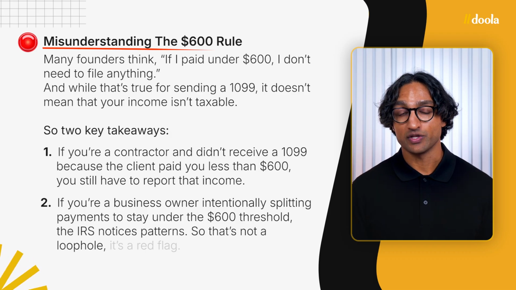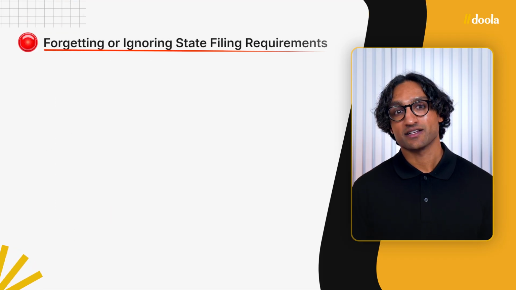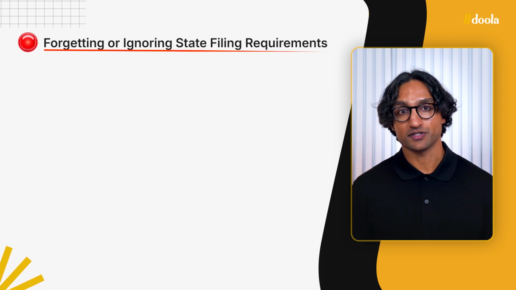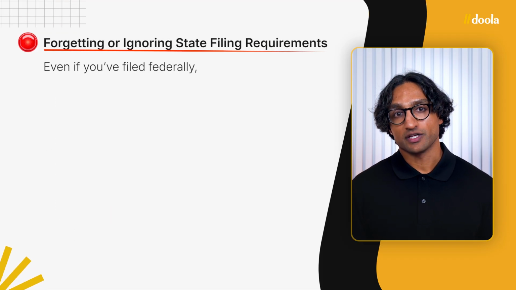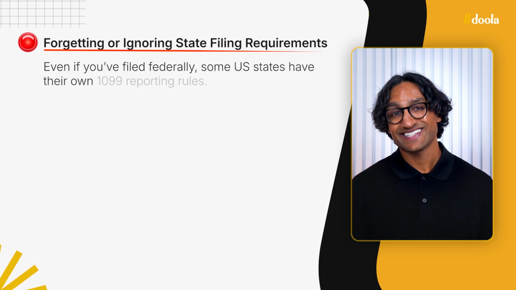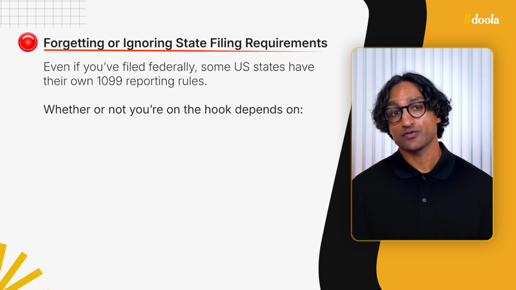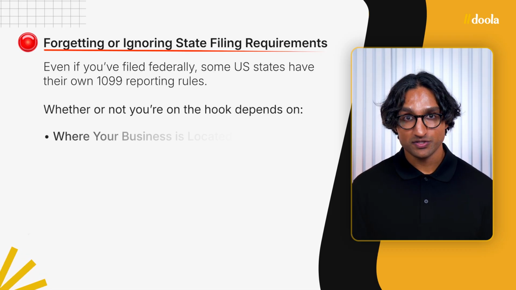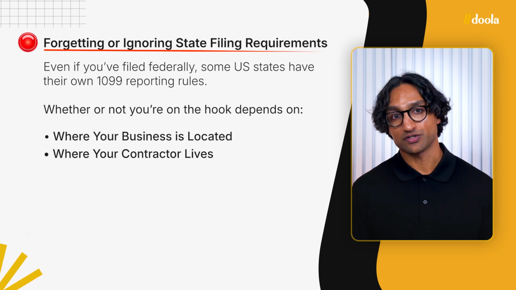So that's not a loophole, it's a red flag. Mistake 6, forgetting or ignoring state filing requirements. Even if you're filing federally, some U.S. states have their own 1099 reporting rules. Whether or not you're on the hook depends on where your business is located and where your contractor lives.